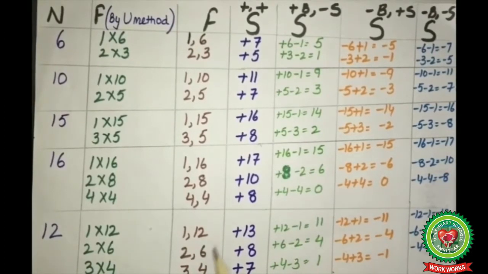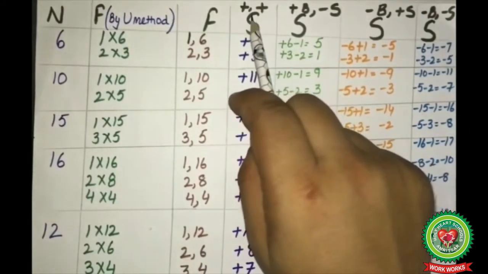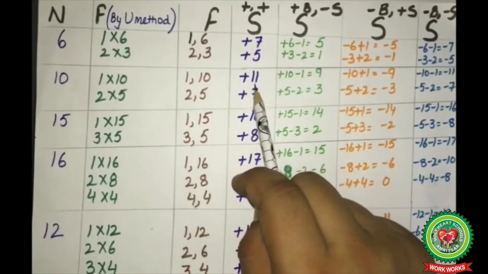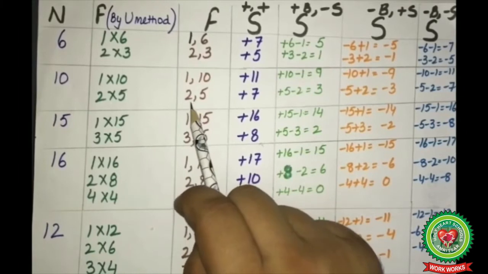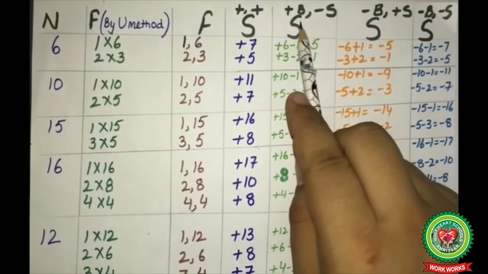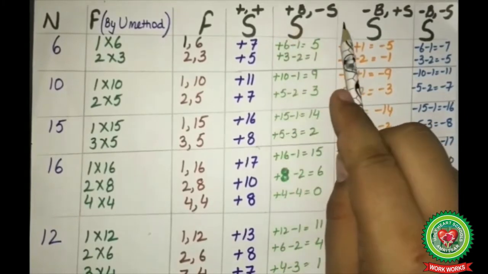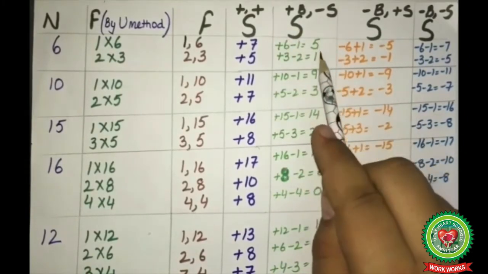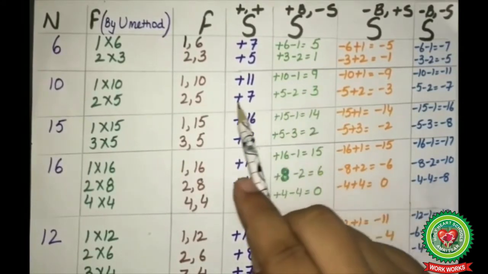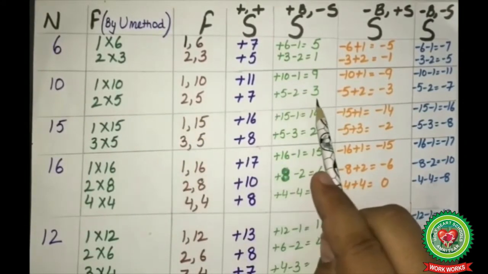In the first case, when both the factors are having a plus sign, the sum of 1 and 10 will be 11 and the sum of 2 and 5 will be 7. In the second case, the bigger factor is having a plus sign and the smaller factor is having a minus sign. The sum of 10 and 1 will come out to be plus 9 and the sum of 5 and 2 will come out to be 3.